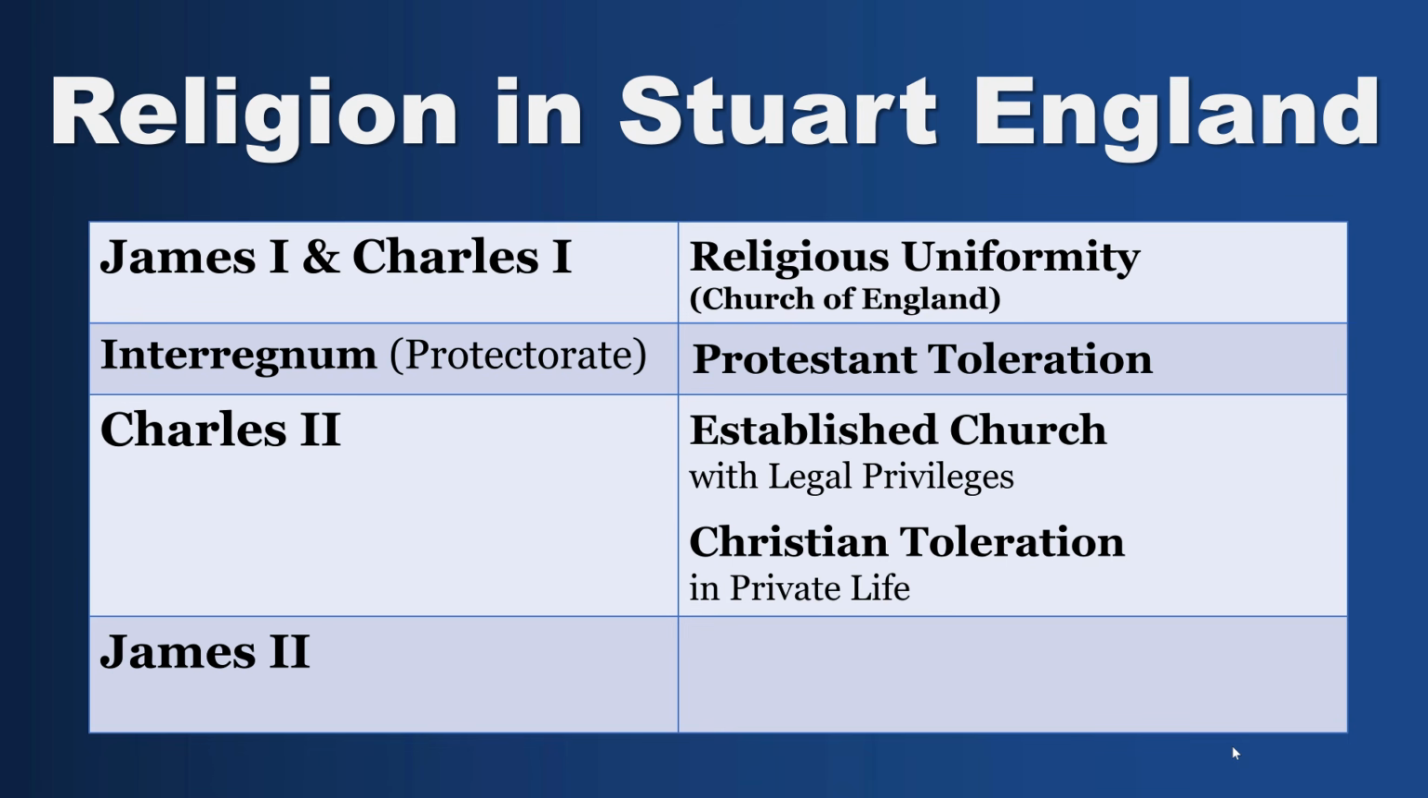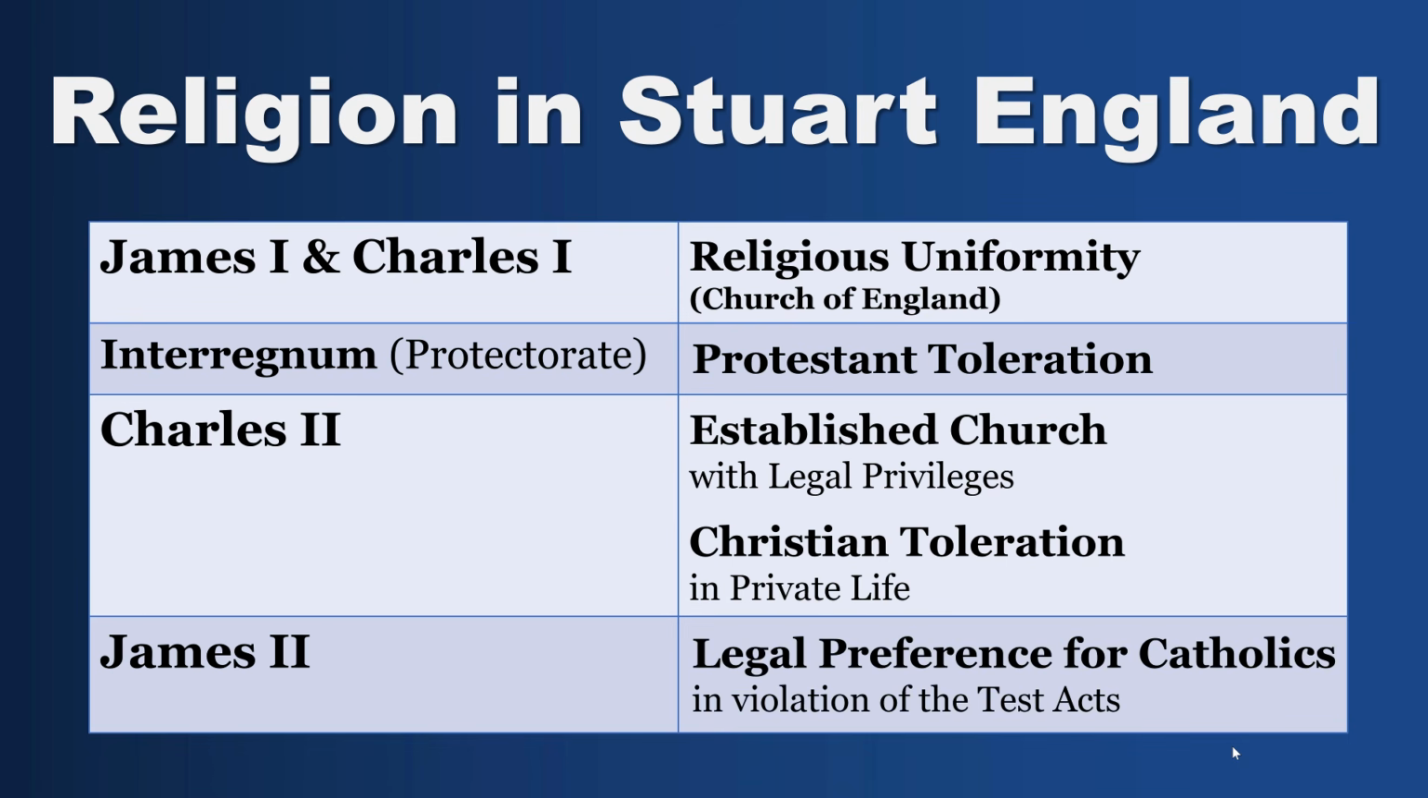If you privately are whatever you want to be, whatever. Now, when we go to James II, we're going to see that James II introduces legal preference for Catholics, which creates another conflict between Parliament and the monarchy. But Charles II doesn't quite go that far. But he is not very much strictly enforcing some of the laws that are passed by Parliament.